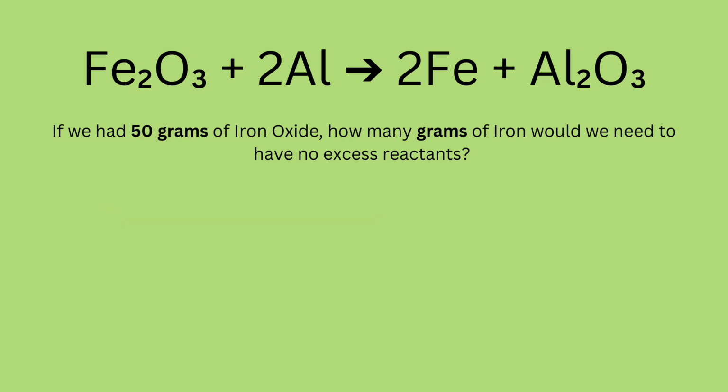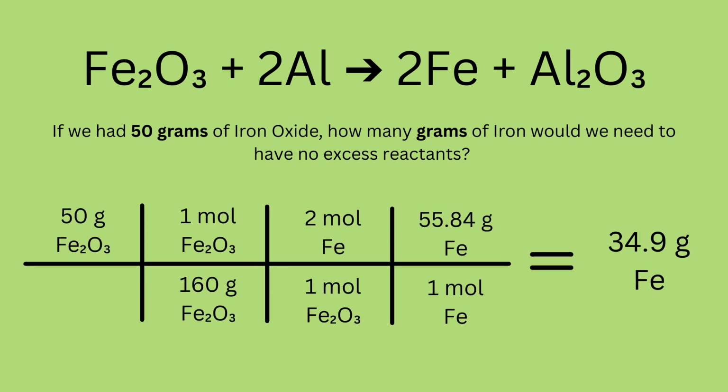How many grams of iron would we need if we had 50 grams of iron oxide, once again, for no excess? So here we first need to calculate what the molar mass of iron oxide is, so we can get this from the iron and the oxide and multiply and add things out to get 160 grams. So from here we're going to actually start with the mass before moving on to the mole ratio. So we'll start with our 50 grams of iron oxide, convert that into moles using the molar mass, and then use the mole ratio to convert that into iron moles, into the moles of iron needed. From there, we take the mole of iron with the molar mass and get 34.9 grams of iron needed.